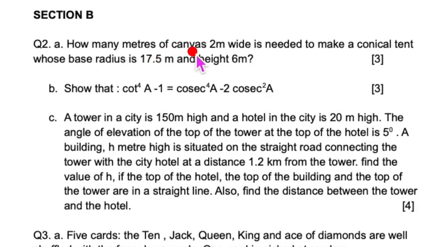A. How many meters of canvas 2 meter wide is needed to make a conical tent whose base radius is 17.5? We know the width of the canvas and we also know that the base radius is given here as 17.5 and the height is given as 6 meter. So whenever we have a question like this, first thing we have to do is draw the diagram. That is tip number 1.